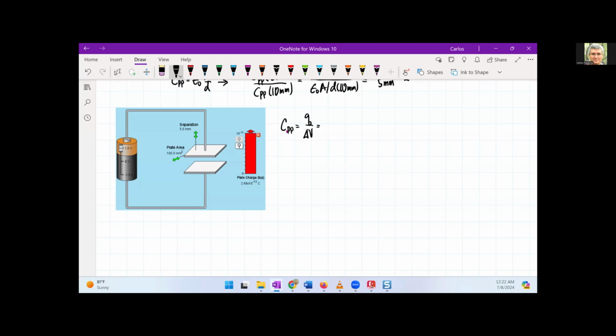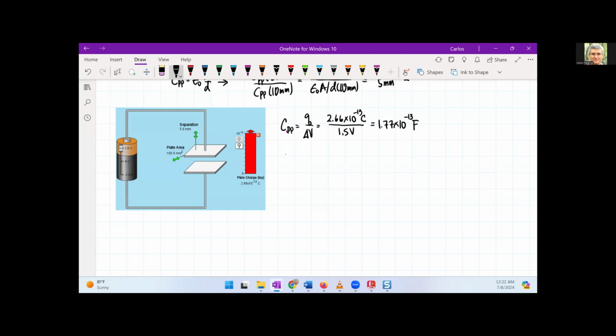Now note the charge has changed. So if I look at the charge, we could see that the plate's charge is here in the red, so that's 2.66 times 10 to the minus 13 coulombs. My voltage is still 1.5 volts. So when I calculate that number, I'm going to get 1.77 times 10 to the negative 13 farads. Now we've already done the calculation, so I'm just going to move through this quickly here.